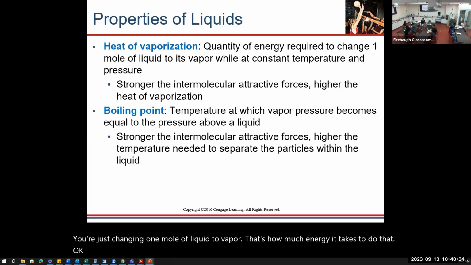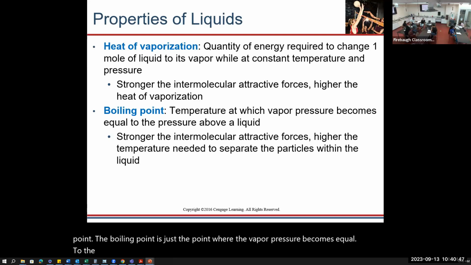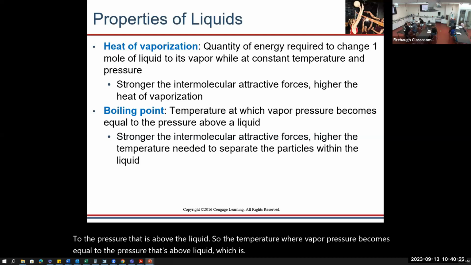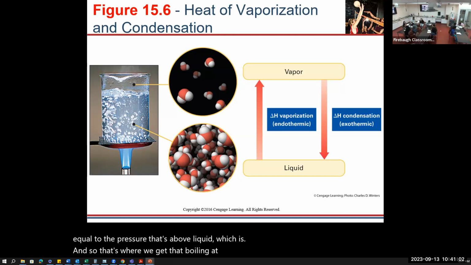Now, this is going to be part of the boiling point. The boiling point is the point where the vapor pressure becomes equal to the pressure that is above the liquid. So it's the temperature where vapor pressure becomes equal to the pressure above the liquid. And so that's where we get boiling.